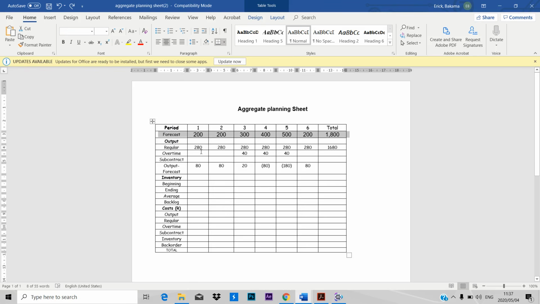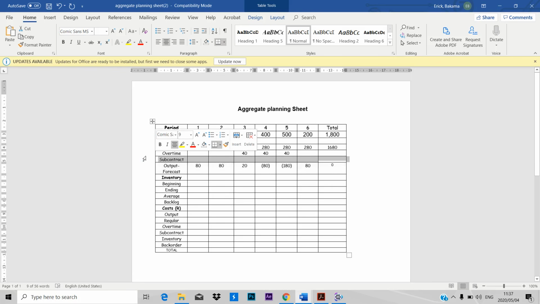So last time I was telling you that when you look at the sum of all the values that are here, they must give you a 0, which means if we take 80 plus 80 plus 20 minus 80, why are we minusing 80? Because the value between brackets is a negative value. You don't write negative 80, you write 80 between brackets. Then we have negative 180 again plus 80. You will find out that this total here is equal to 0. And this is right because the output minus the input must always be 0.